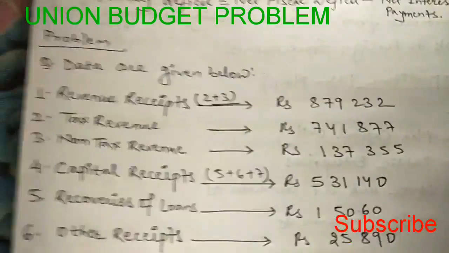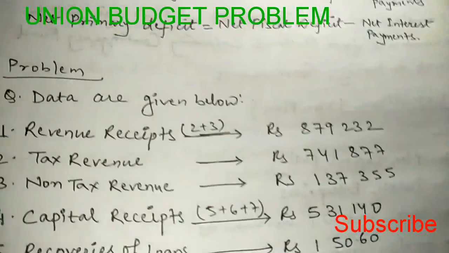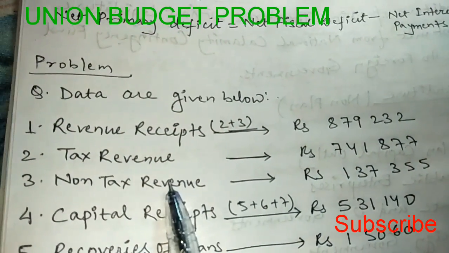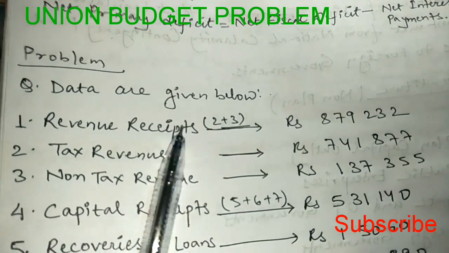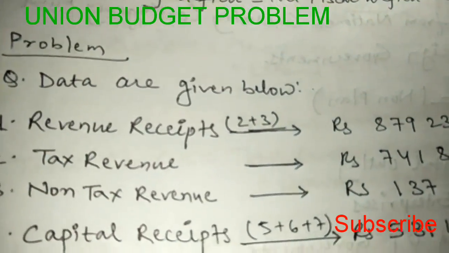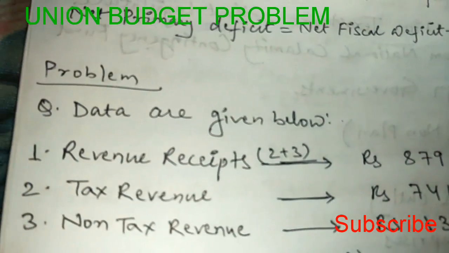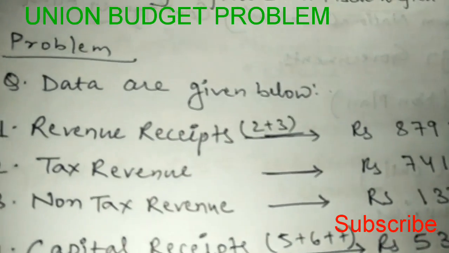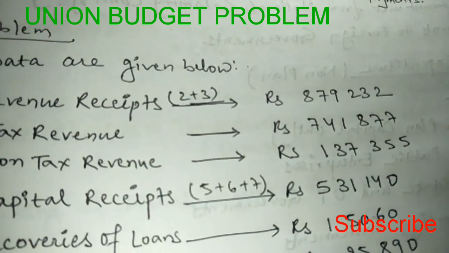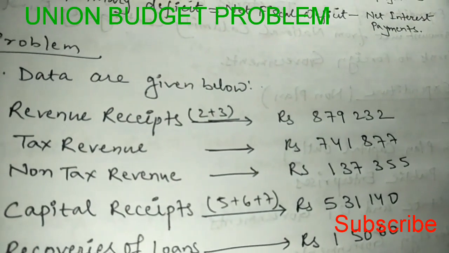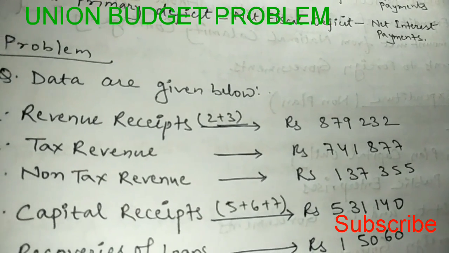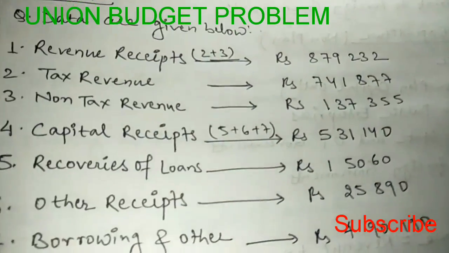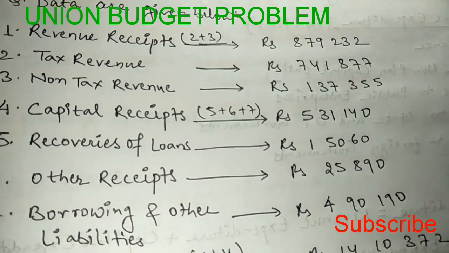Earlier I have told you all this. So first of all, see some important parts. How is revenue receipt calculated? Tax revenue is there and non-tax revenue is there. Both are given here. If it is not given, and only gross tax revenue is given, you have to calculate all this. But here tax revenue and non-tax revenue are given. You add these two parts: 741,877 plus 137,355, then you get 8,79,232 as total revenue receipt. Capital receipt is also given here. Only some parts are given, and you have to consider some of these parts.